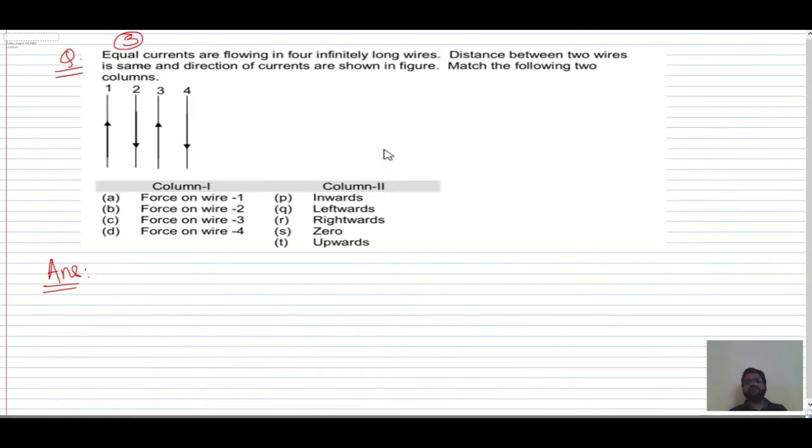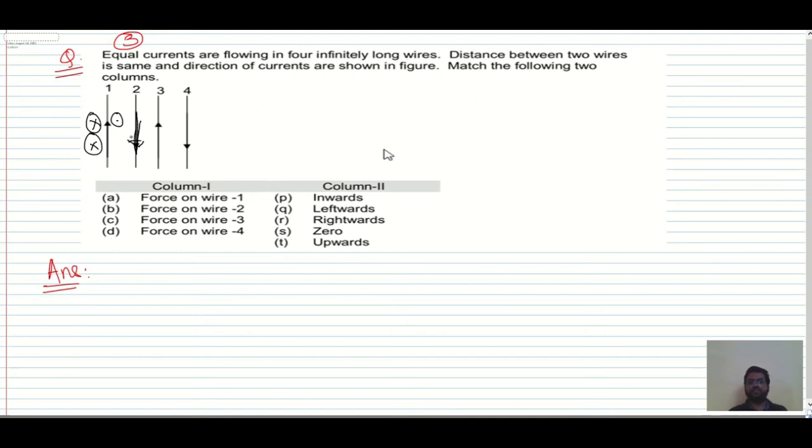In this question it is given, equal currents are flowing in 4 infinitely long wires. Distance between 2 wires is same and direction of currents are shown in the figure. Match the following 2 columns. Okay. Force on wire 1 is equal to what? So due to this conductor, it is inside magnetic field. Due to this conductor, it is outside magnetic field, and due to this conductor, it is inside magnetic field. Okay.